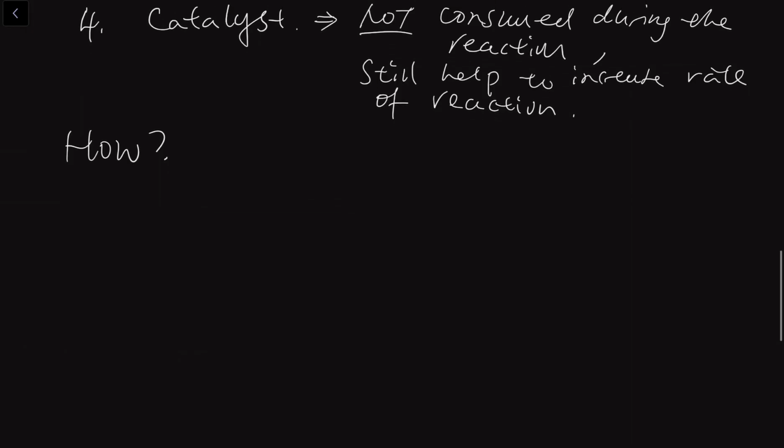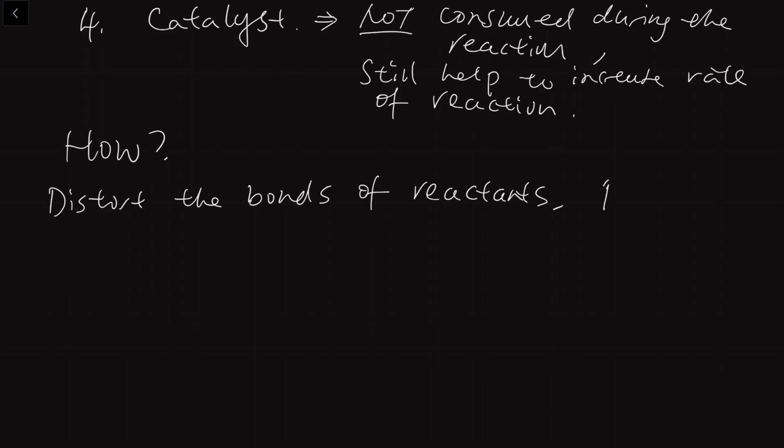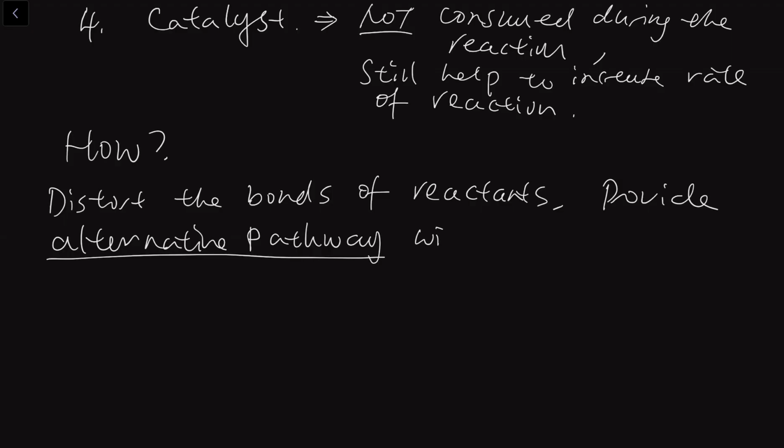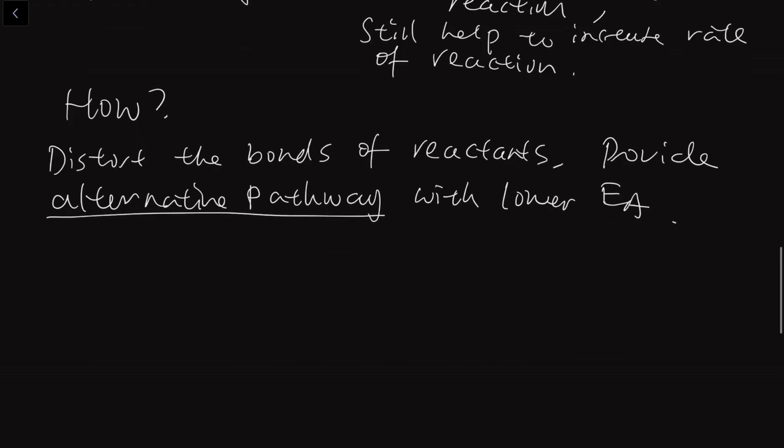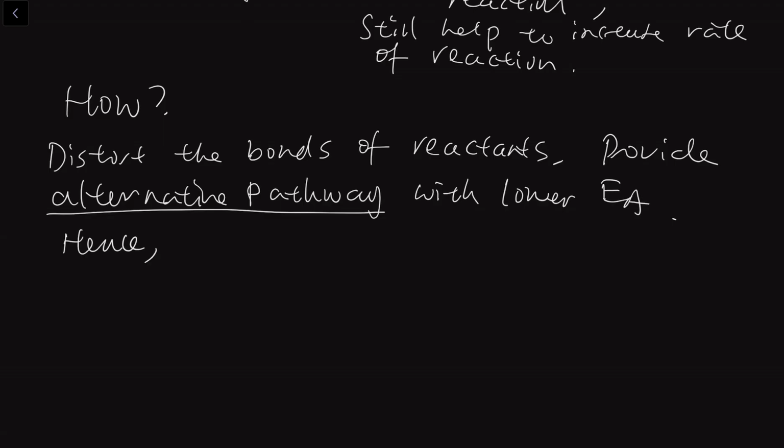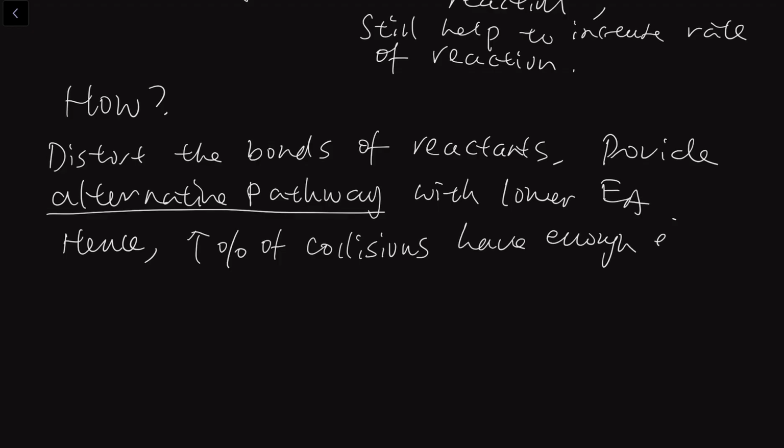So a catalyst distorts the bonds of reactants and provides an alternative pathway with lower activation energy. Hence, a greater proportion of collisions have enough energy to overcome the activation energy, which increases the rate.